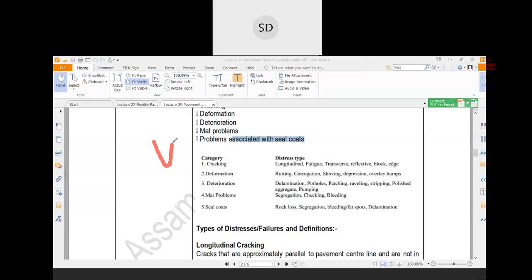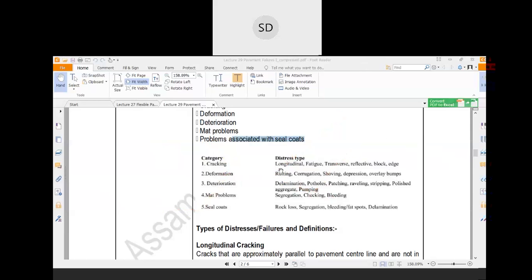Shoving, some portion may cut out like that. Shoving, then depression, that would also be like a rut depth. Okay, that is called depression. Then overlay bumps like that. So whenever the depression is there, adjacent to depression, some overlay bump would be there. Okay, so these are the different types of deformation.